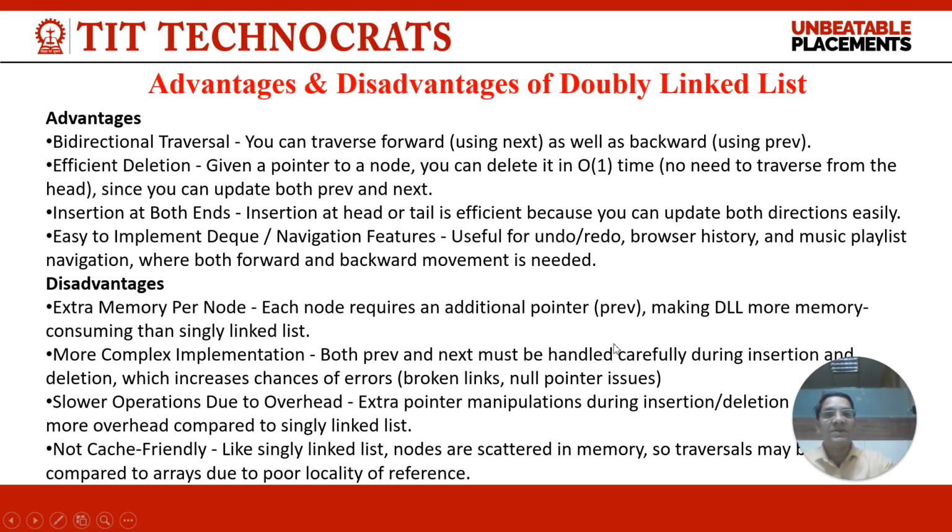Advantages and disadvantages of doubly linked list. Advantages: bidirectional traversal, efficient deletion, insertion at both ends, easy to implement, navigation feature. And disadvantages are extra memory per node, because each node requires an additional pointer, previous, other than next, making a DLL more memory consuming than a singly linked list.